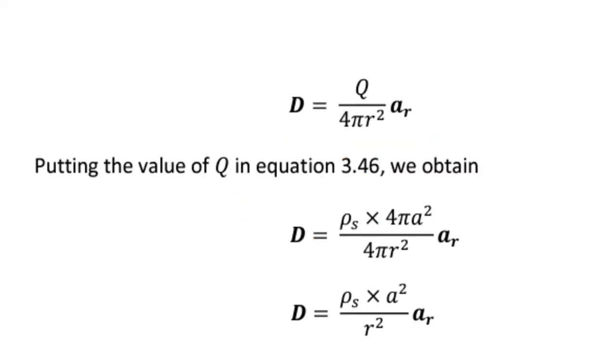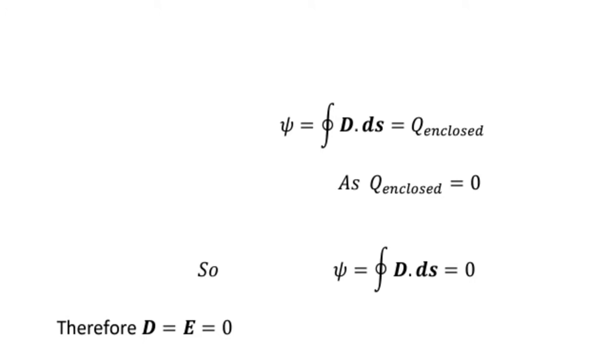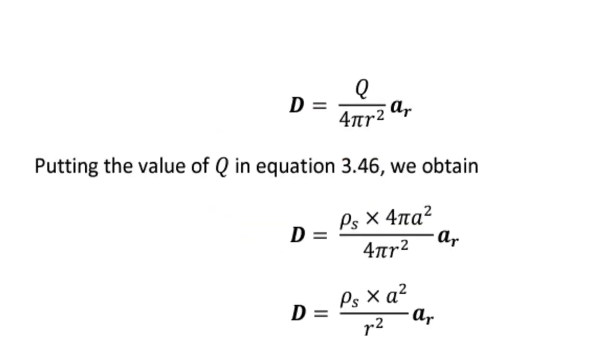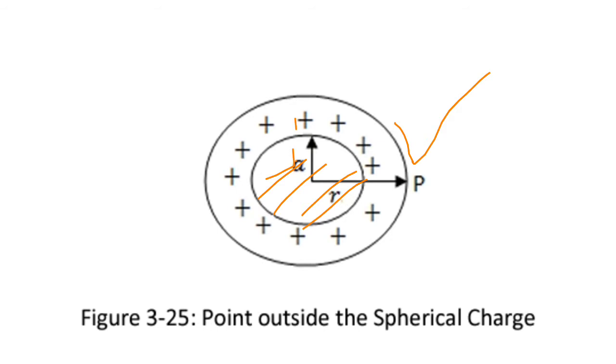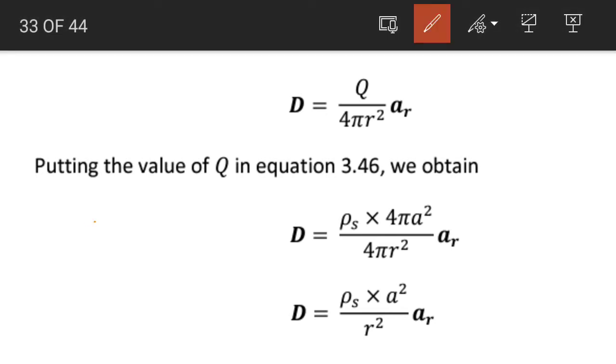We do not apply Gauss law over here. We assume that the radius of the source is so small. You see the radius of the source is a, and we assume that the radius of the source is so small that the source almost behaves like a point charge.